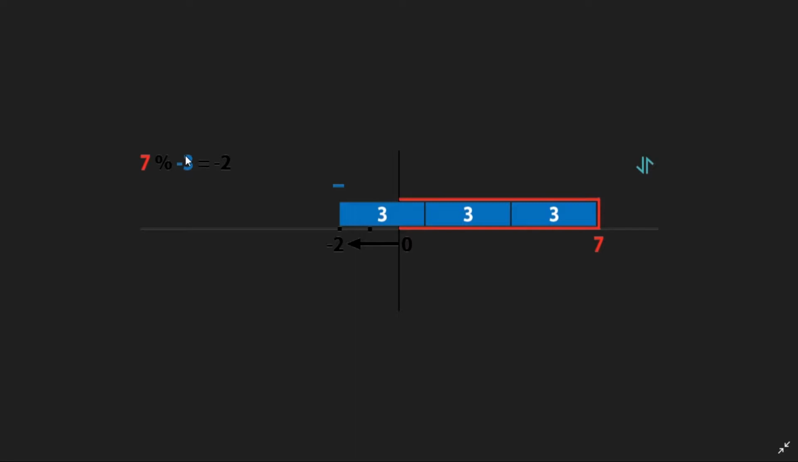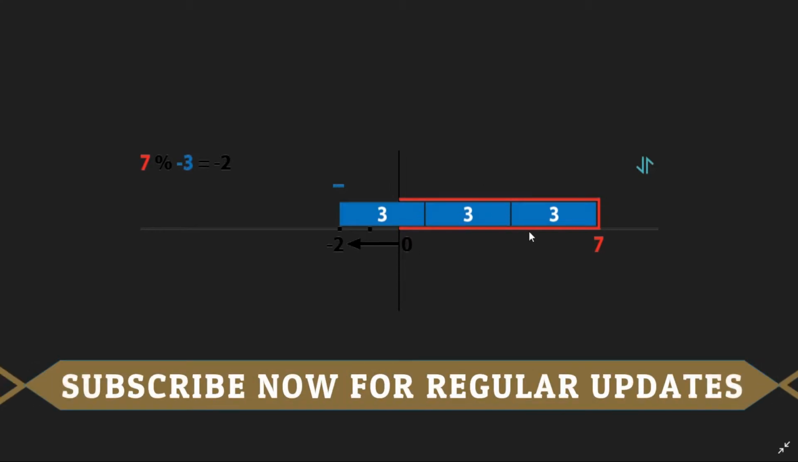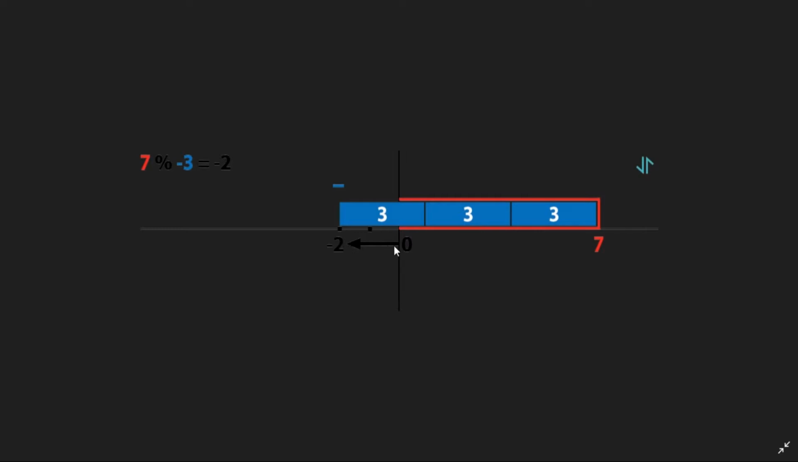Now let's take the second example. In this case, our dividend is positive and the divisor is negative. So 7 will be on the right side of the number line, and our answer will be negative because our divisor is negative. We have the same bucket this time. One brick takes 3 spaces, 2 take 6 spaces, and the third one overflows by 2, but this time the sign will be negative because our divisor was negative.